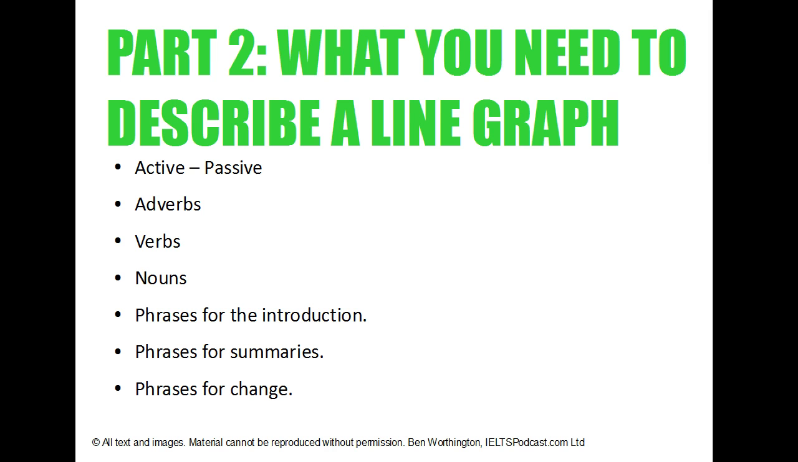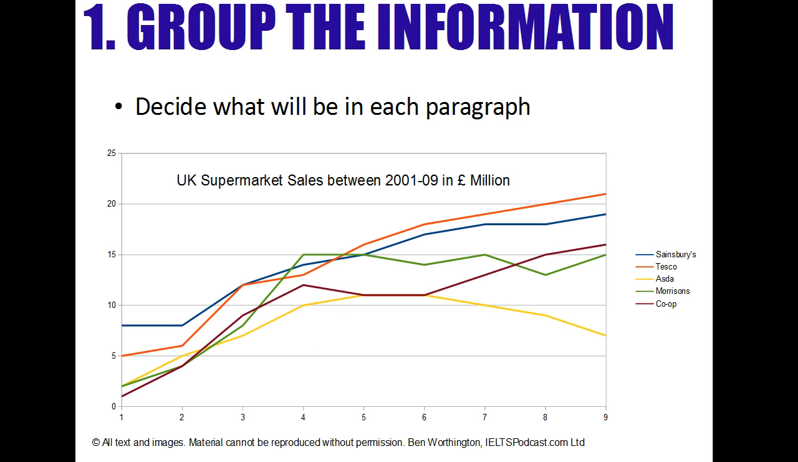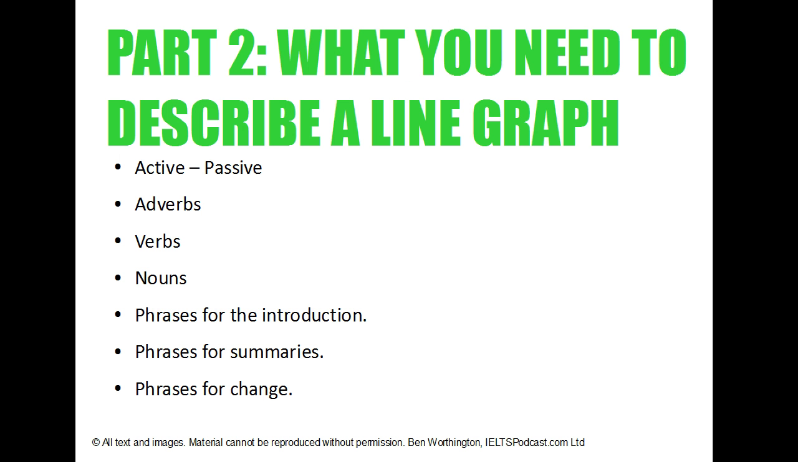Then the second part, we're going to look at what you need, which would be good control of transferring from the active to the passive voice. You need a good control of adverbs. There's a big list of verbs, some nouns. Then you've got some phrases for the introduction, some phrases for summaries, and some phrases for describing change. And you'll also get an exercise. So if you don't have a pen and paper with you, go and grab one now because it'll definitely be beneficial.